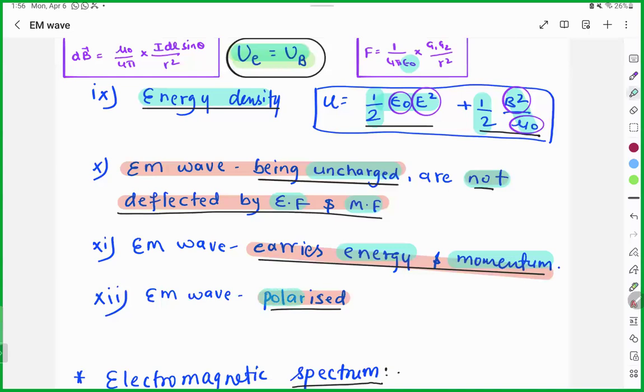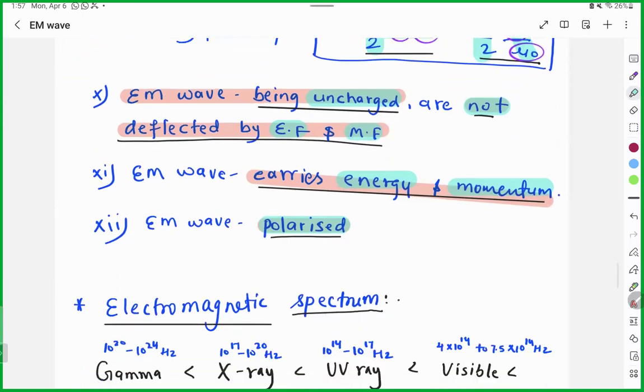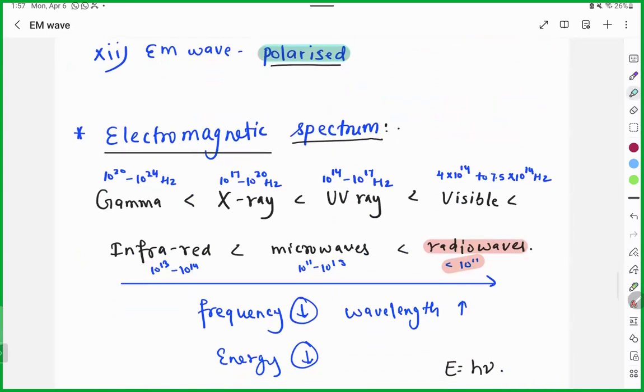And electromagnetic waves are polarized. Polarized means the polarization property of light can be shown by this. We have polarization in the syllabus, वो है ना wave optics, YDSE, diffraction and polarization. Electromagnetic waves are polarized. Sound waves are not polarized. Correct?